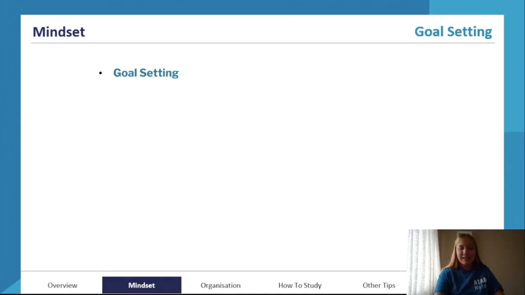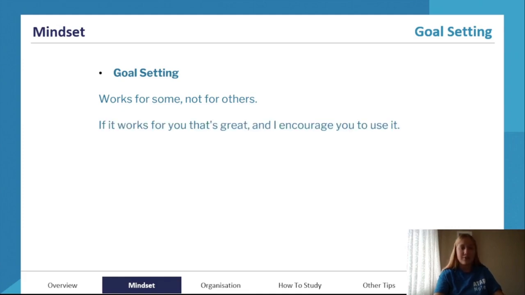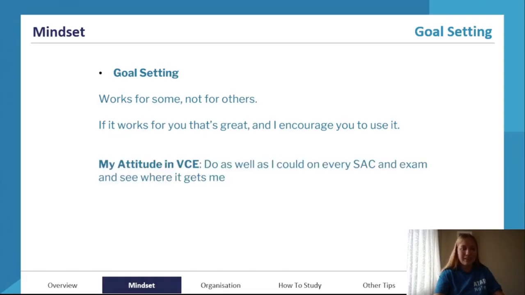Some important things as well: goal setting. Setting goals works for a lot of people, not for everyone, but hopefully it works for you and it's something you can use. This was my attitude when I did VCE: trying to do as well as I possibly could on every single SAC and exam and see where it gets me.